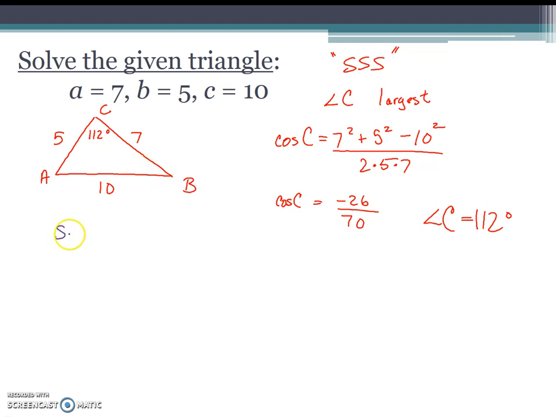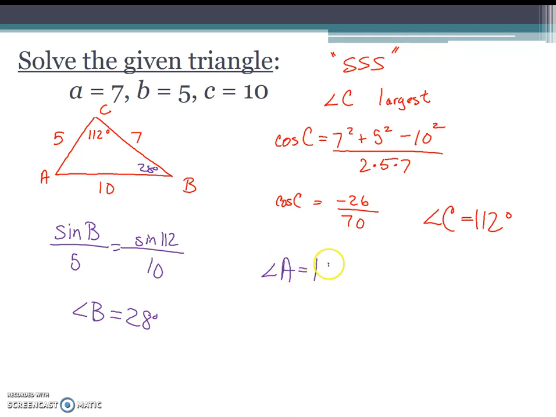So setting up the law of sines to find angle B, sine B over 5 equals the sine of 112 over 10. And we should get angle B equal to 28 degrees. B is 28, and then finally just subtract from 180 to get angle A. It'll be 180 minus 112 plus 28, and to get angle A is 40 degrees.